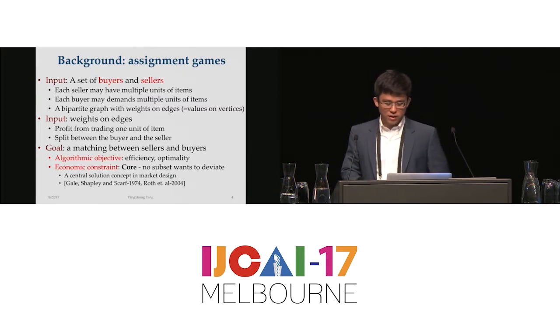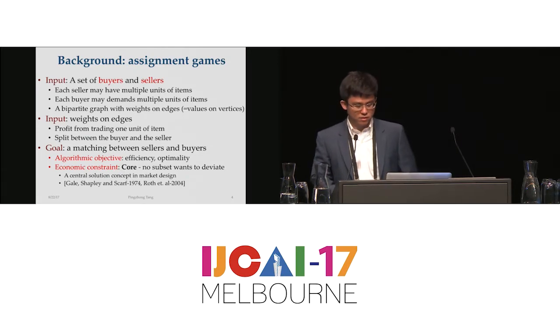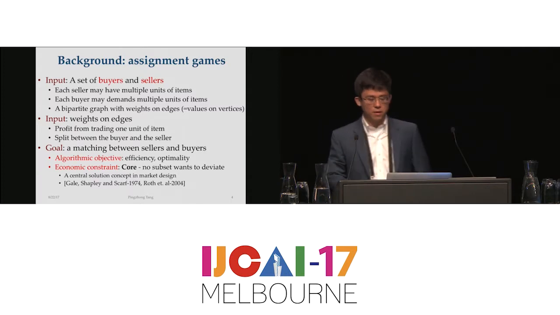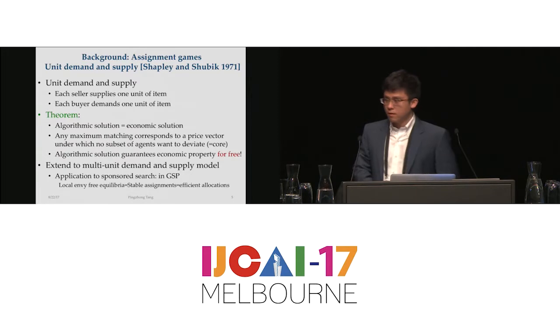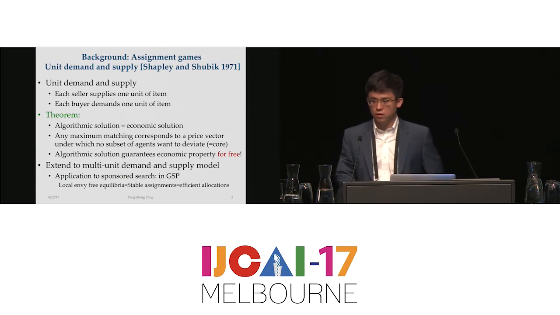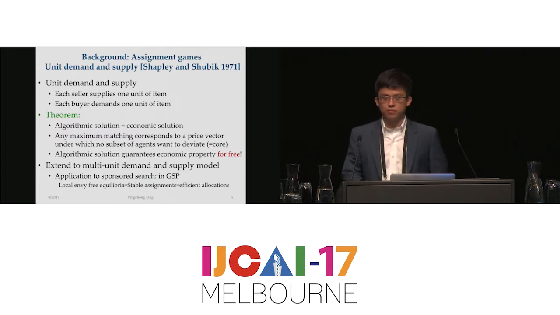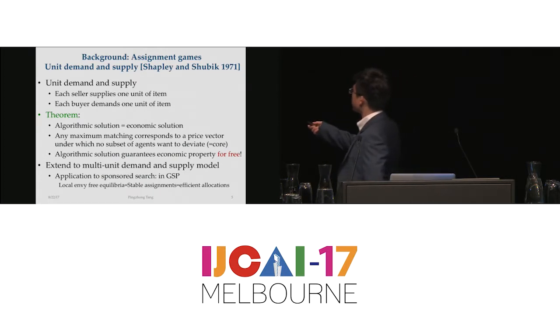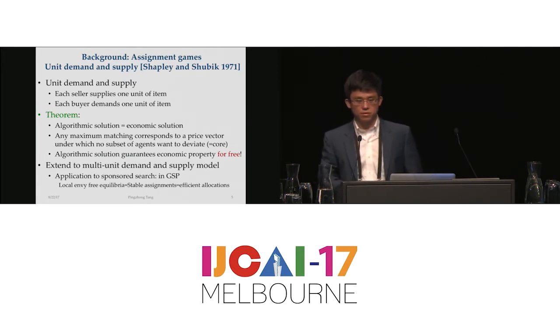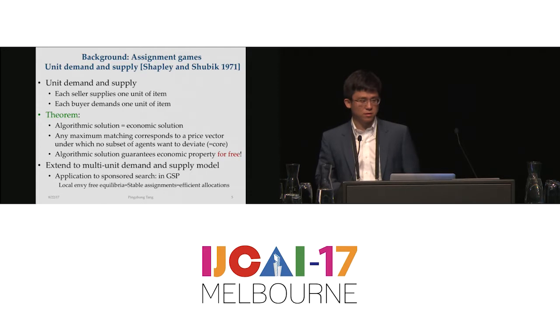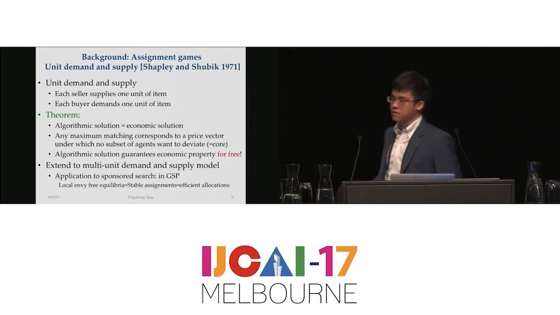This is a central solution concept in market design, which is repeatedly justified in practice, proposed by Gale, written in a paper by Shapley and Scarf, and also verified by experiments by Al Roth. In particular, in the seminal work by Shapley and Shubik, who consider a unit demand and supply model, which means that the buyer needs at most one item and the seller can sell at most one item, they prove a very beautiful result. The result can be stated as an equation: the algorithmic solution is equal to the economic solution. In other words, any maximum matching corresponds to a price vector in the market such that no subset of agents wants to deviate.